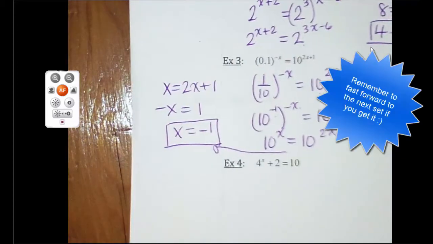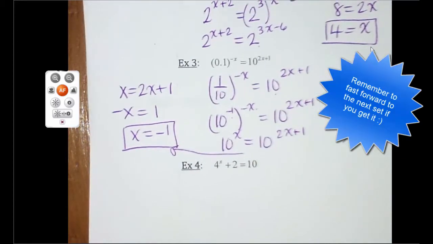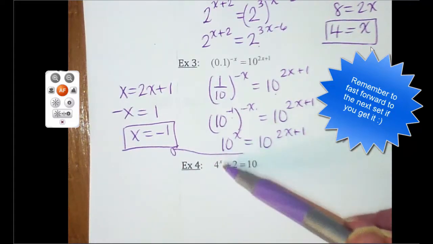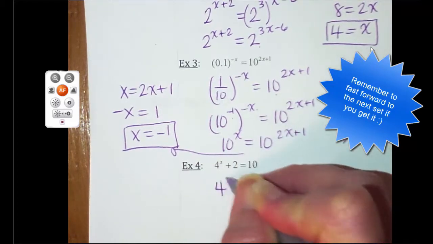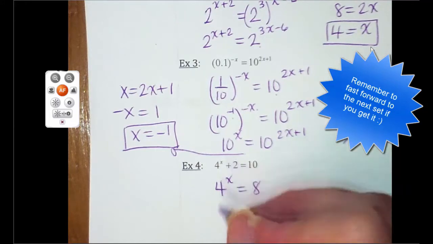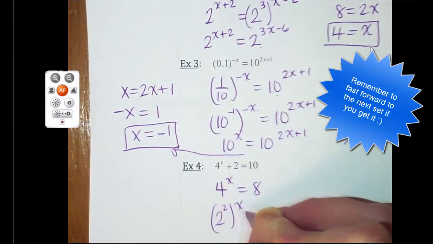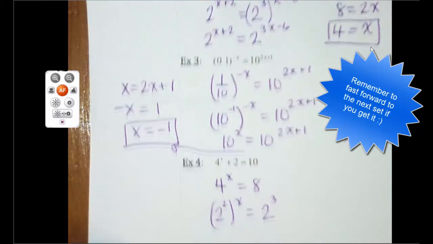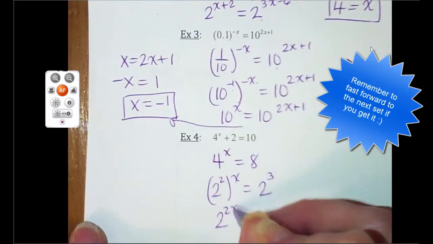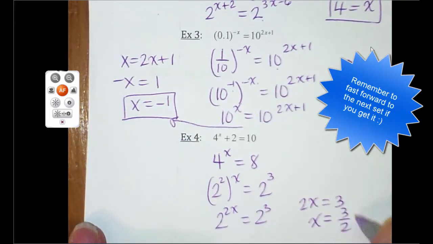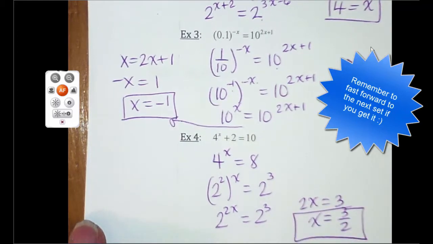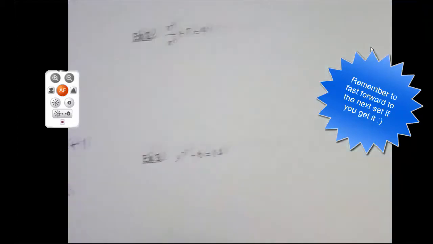Our last example from this set, we have 4 to the x plus 2 equals 10. Remember, when we solve any equation, we need to get the information that has the variable attached to it alone. So first I'll subtract 2 from both sides. Well, 4 is 2 squared, and 8 is 2 cubed. So now I have 2 to the 2x equals 2 to the third. I'll set my exponents equal to each other, and x is 3 over 2.